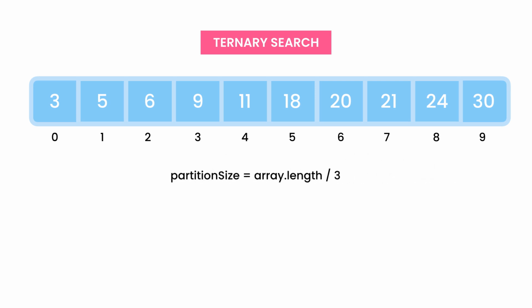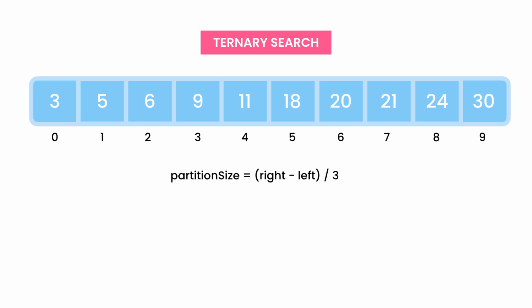First, we have to calculate the size of our partitions. What is the size of these partitions? You might say it's equal to the length of the array divided by 3. Well, that's correct, but only for the first step. As we narrow down our search, our partitions also get smaller. So here's the proper way to calculate the partition size. Right minus left divided by 3.